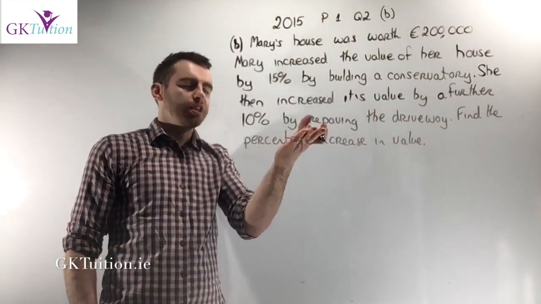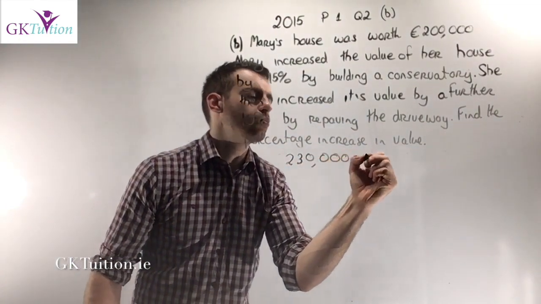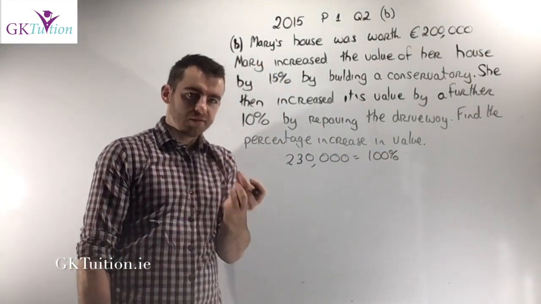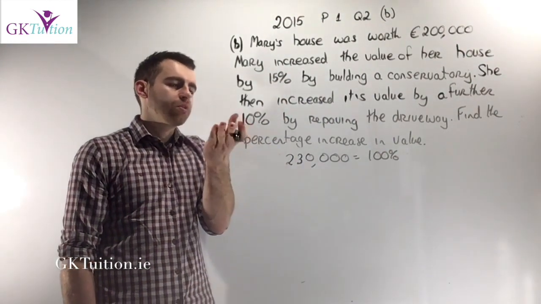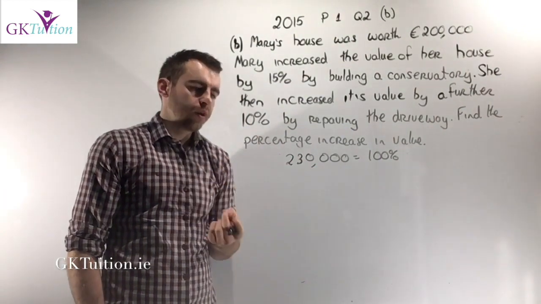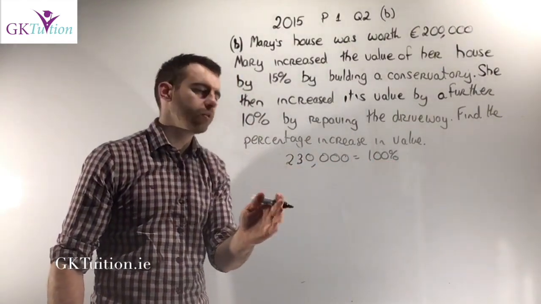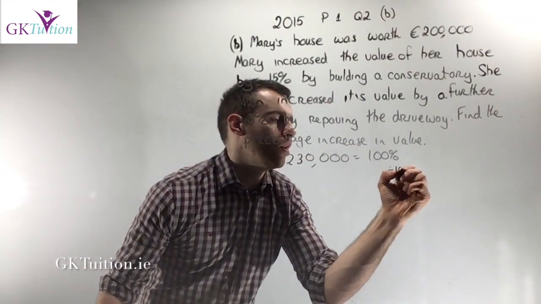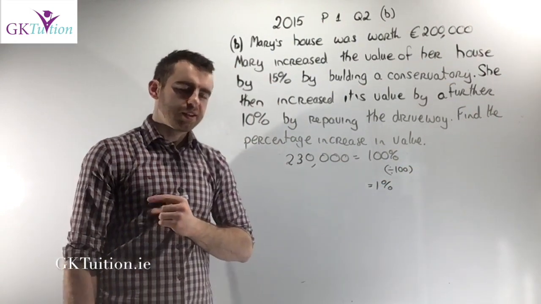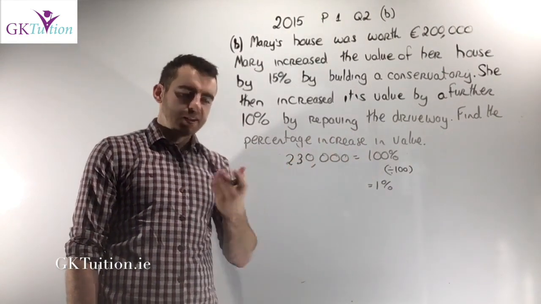Before she goes to repave the driveway, the value of the house is 230,000. In this case I'm going to represent that as 100% of the value of the house. And now she's going to repave the driveway, so it's obviously going to be worth 110% of that figure. So once again, we're just going to get 1%. If I know that 100% is 230,000, I want to divide both sides by 100. If I divide both sides by 100, I'll work out what was 1% of the price of the house before she repaved the driveway. So you divide that side by 100, which means I have to divide this side by 100.